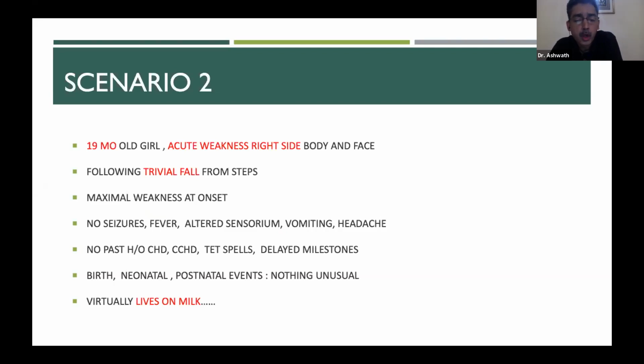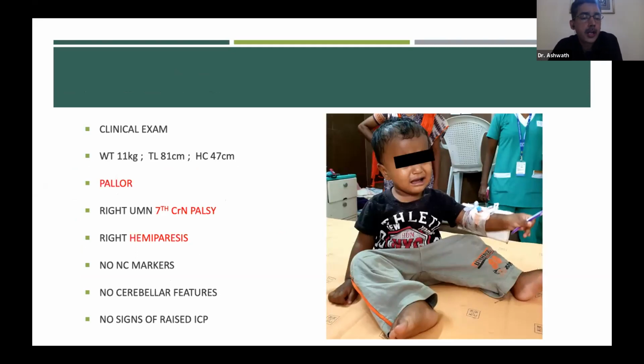All other events were normal, and the only unusual finding we found on this was she lives virtually on milk and hardly takes any other solids. So this is the presentation. On clinical examination, we found the child was well grown.